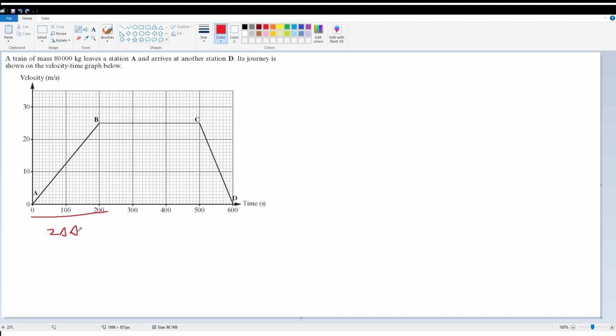Beginning with the acceleration, it is simply the rate of change of velocity, which is going to be the rate of change of the graph itself. So you do this by finding the change in velocity, and then you find the change in time, and you divide the change in velocity by the change in time. So in this example, 25 divided by 200.